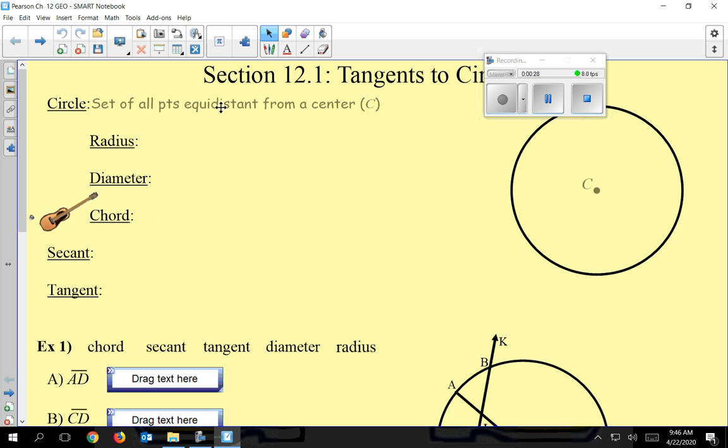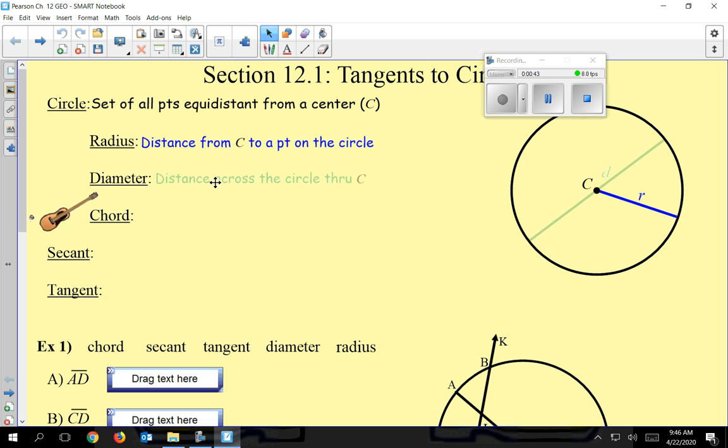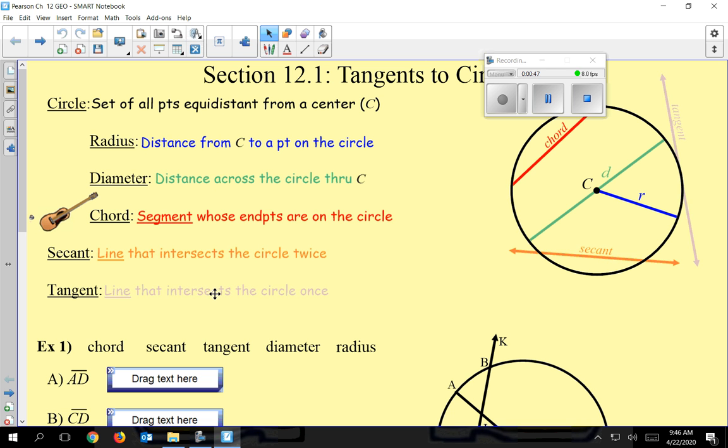A circle is a set of points equidistant from a center, so we'll call that C. And then we've got all these other definitions that go with it. Some of you already know. A couple of them are new, okay? So if you go ahead and hit pause and write all those down, and then we'll get going.